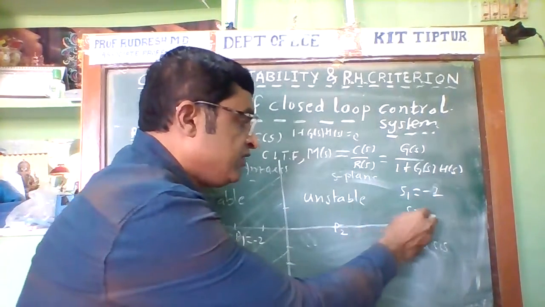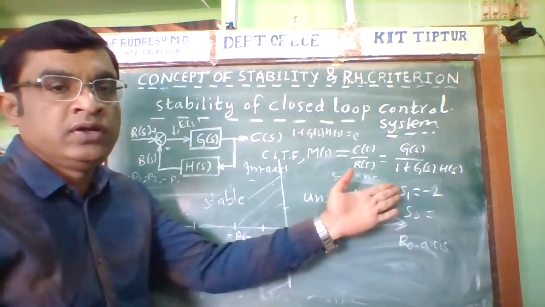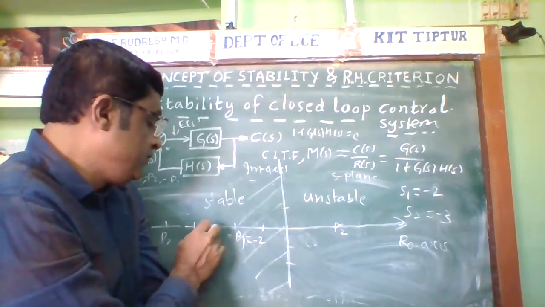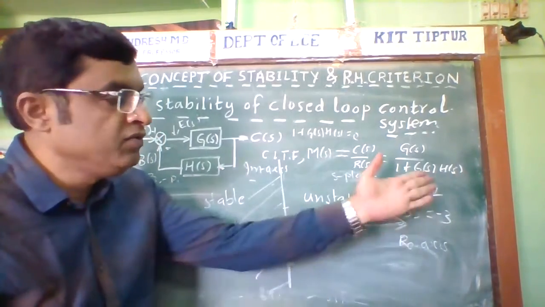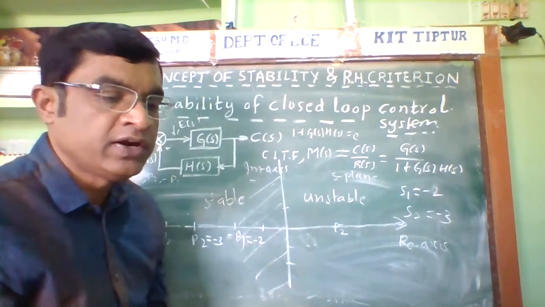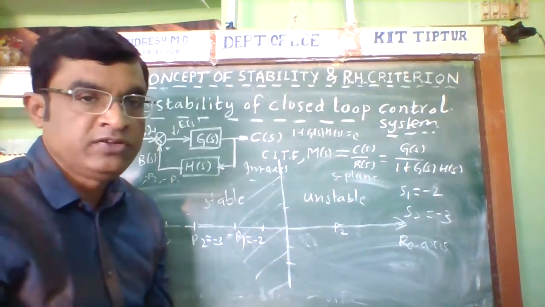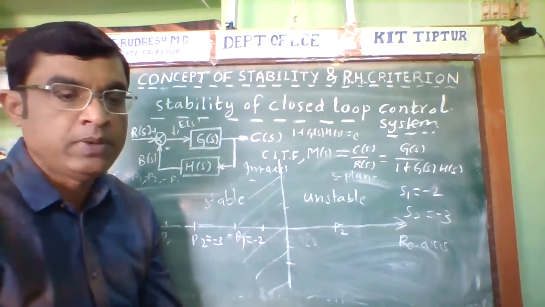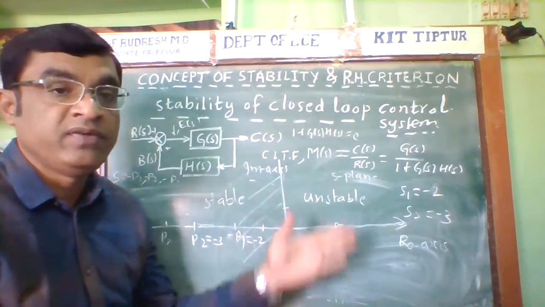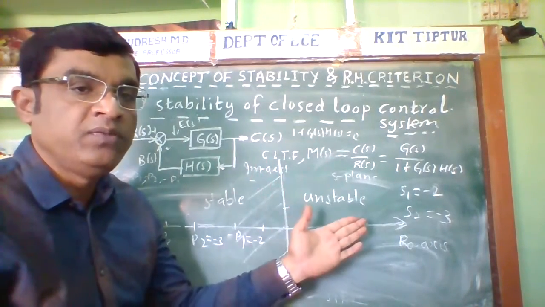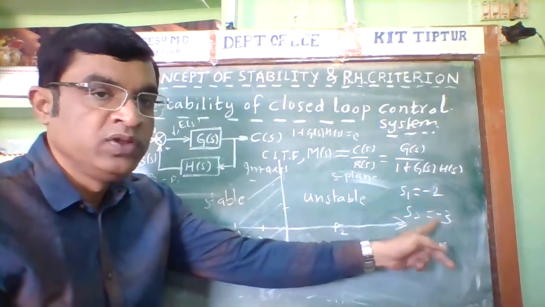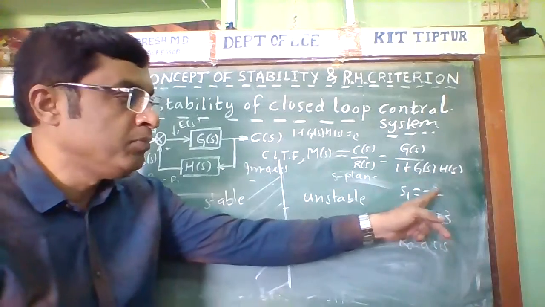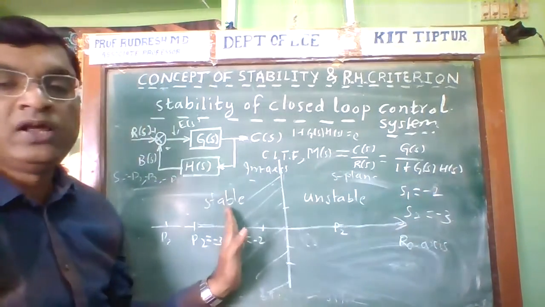If the characteristic equation has two roots, -2 and -3, then -3 is also located here, and the given system is stable. The control system is said to be stable if all the roots of the characteristic equation are negative. So if all the roots are negative real numbers, then automatically the system is stable.